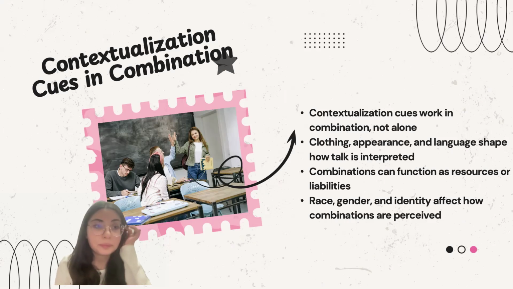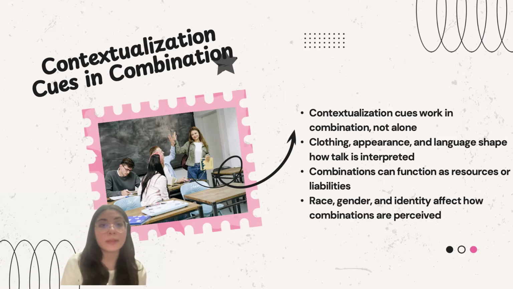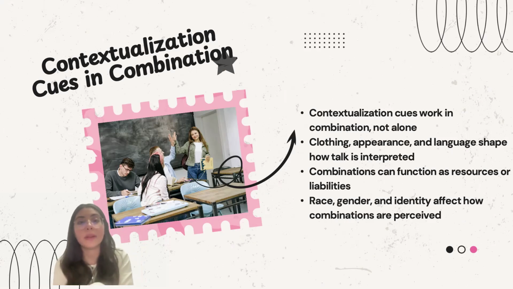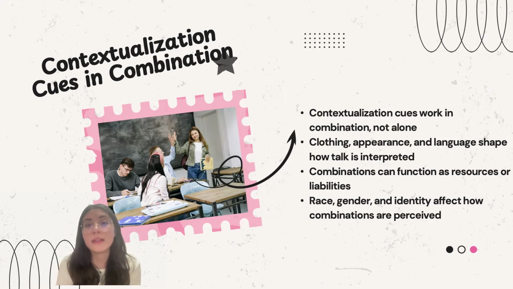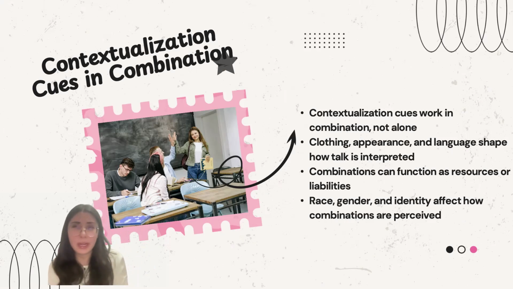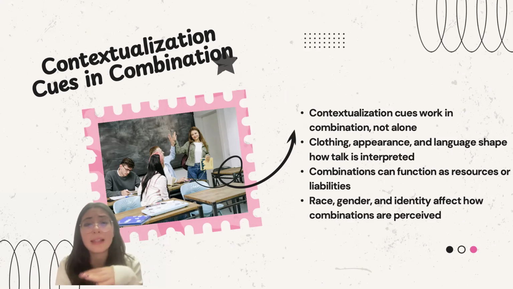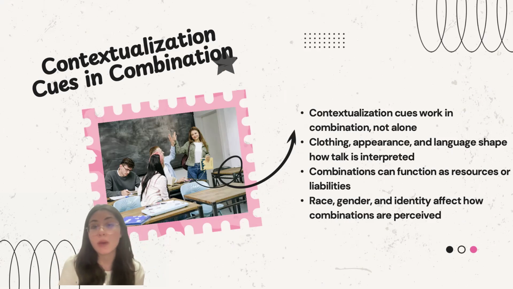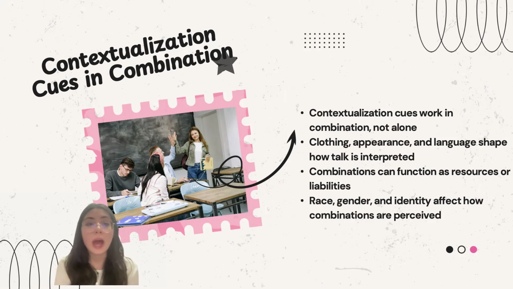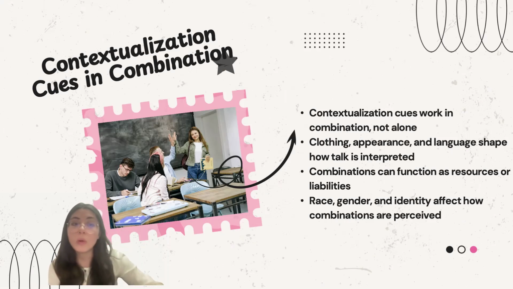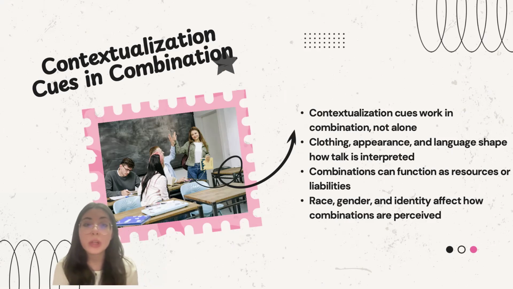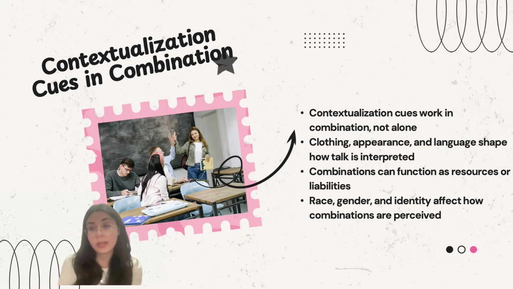Students also use combinations to project identities, but these identities are not always read as intended. A student's appearance, accent, or manner of speaking may cause teachers to misjudge their participation or ability. And research shows that combinations involving race and language can lead to discrimination.